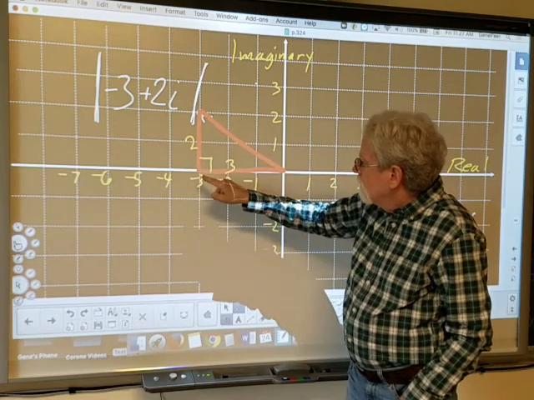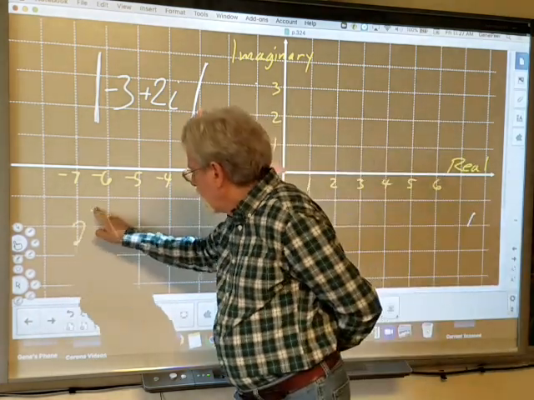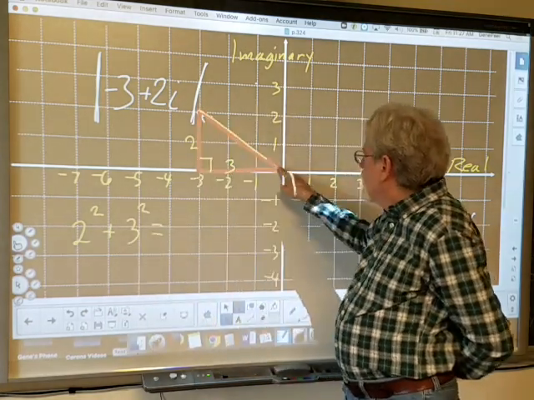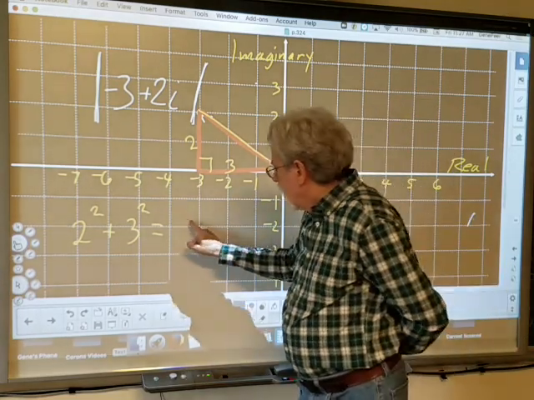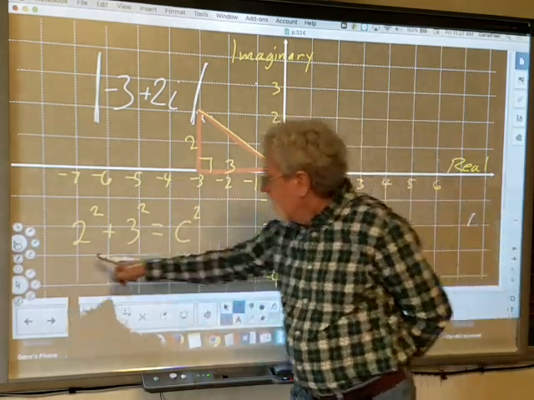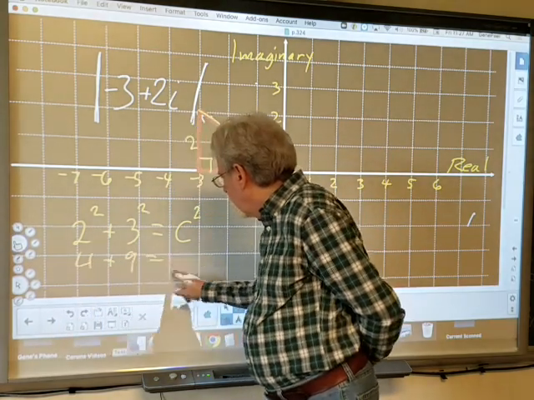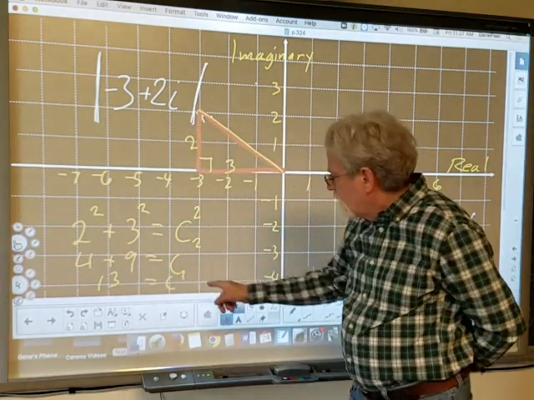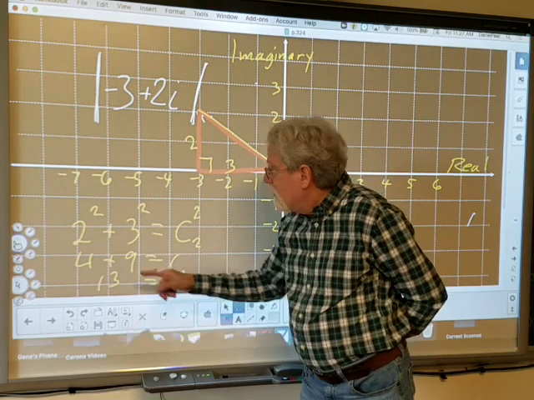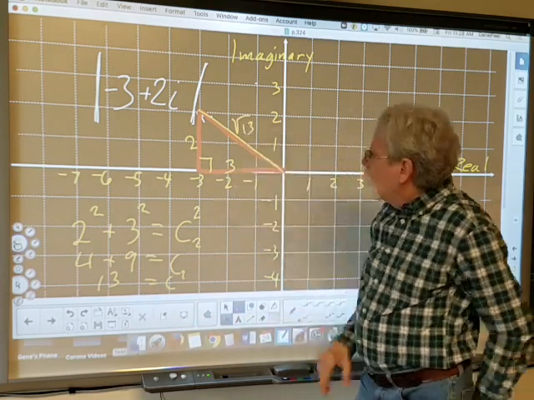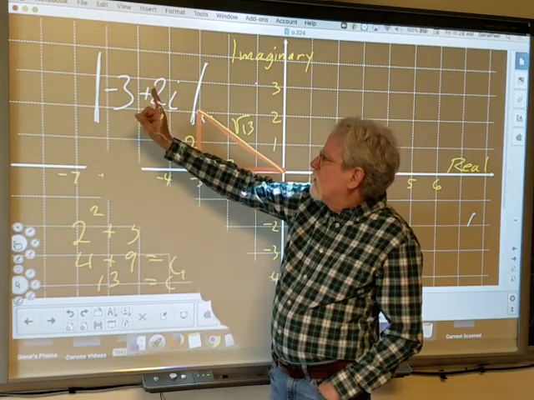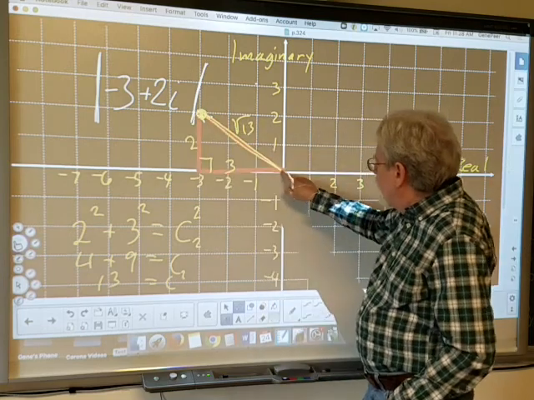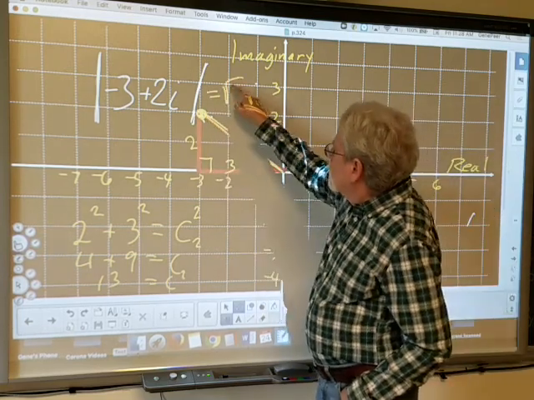It's 2. Pythagorean theorem says 2 squared plus 3 squared equals my unknown length of the vector. I'll call it c squared. That's 4 plus 9 is c squared. That's 13 is c squared. Therefore, if 13 is c squared, what's c? Square root of 13. So what's the absolute value of the complex number negative 3 plus 2i? How far is negative 3 plus 2i from 0? It's square root of 13.